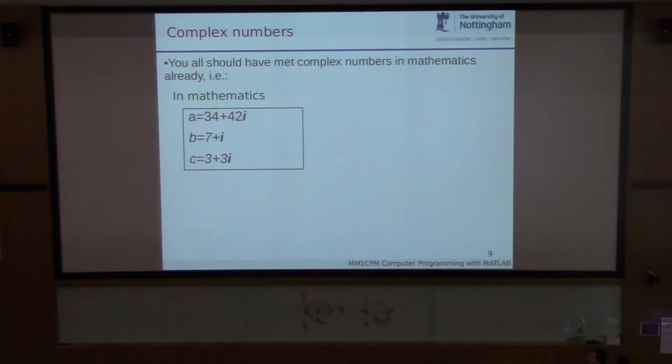So, in maths, they've taught you that if you want to write a complex number, you write A equals 34 plus 42i. That's a complex number. Or B, for example, can be 7 plus i, or C equals 3 plus 3i. These are just complex numbers. Easy, right?